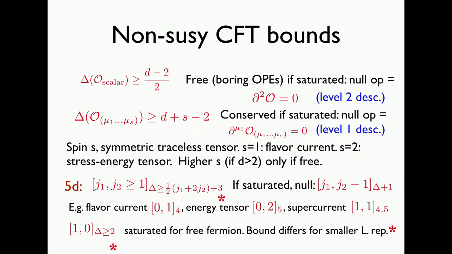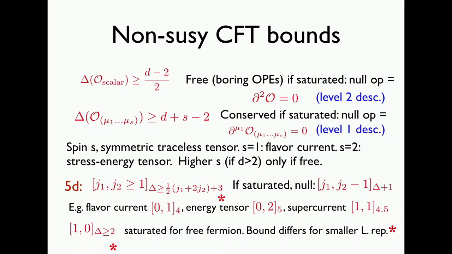Let's see. So just to write down in 5 dimensions what these inequalities look like. In 5 dimensions, the Lorentz group is SO(5), and I can write down representations of SO(5) using this notation of 2 quantum numbers. I'll call them J1 and J2. So, like in 4 dimensions, we have 2 quantum numbers like J and J bar, because those are like the SU(2) left and SU(2) right quantum numbers. In 5 dimensions we have Lorentz quantum numbers J1 and J2.